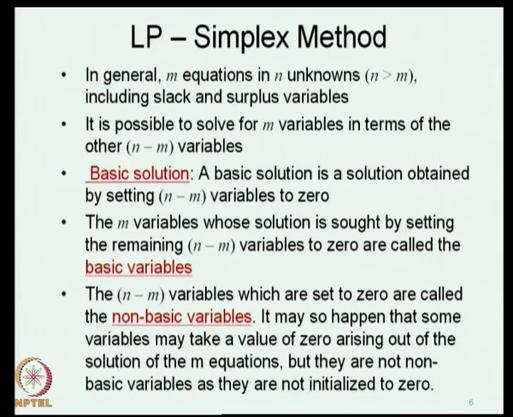Remember, it may so happen that we get the solution to be 0 when we solve for these m variables. We may get solutions for some of the variables to be 0, but they were not a priori set to 0, and therefore they are not non-basic variables. So, you have the n minus m variables which are set to 0 as the non-basic variables.